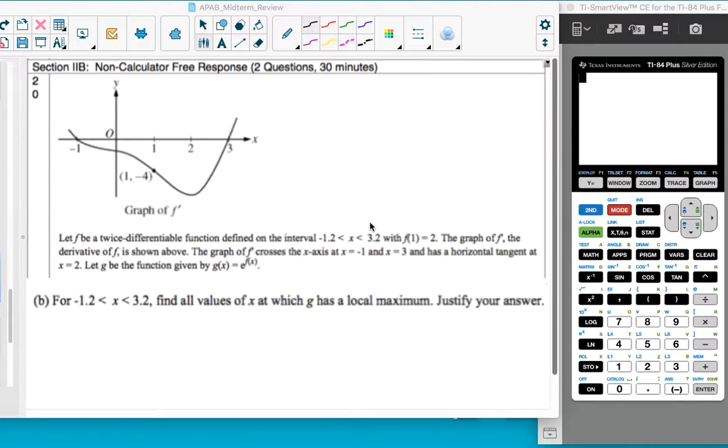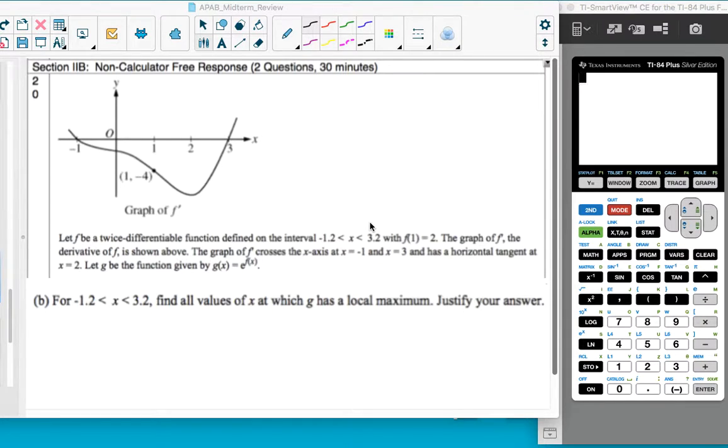All right, this is AP AB Calculus, and we are doing the midterm review. This is free response number 20, part B, which is a non-calculator question. So we have the same setup we've seen before. We have this graph of f prime. I'm not going to go through it again. You can look at part A if you want me to go through it again.